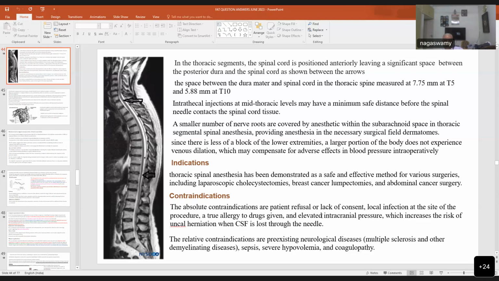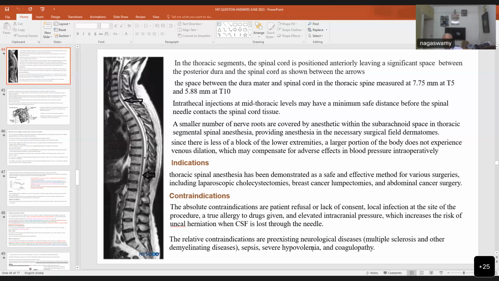there also a sudden drop in pressure may happen, and coning may happen. If you do that and you let out a lot of CSF, a sudden coning can happen because of that, and there is an increased risk of uncal herniation. That is what they call coning, when CSF is lost. So it is one of the important things. In a patient with a known intracranial tumor, do not attempt any thoracic segmental spinal.